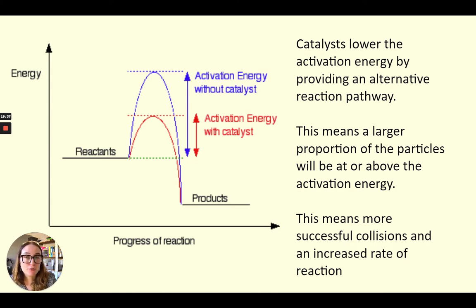So, if you look at the graph, the blue line shows the activation energy if this reaction didn't have a catalyst in it. And you can see it's far higher. Now, if the energy is higher, there are going to be fewer particles at that higher energy. However, with a catalyst, you reduce that activation energy. So you're going to find that more particles are going to be at or above the activation energy when you have a catalyst in that reaction. If more particles are at or above that activation energy, then you're going to have more successful collisions and an increased rate of reaction. Now again, if you're doing flashcards, the diagram and that model answer are really important.